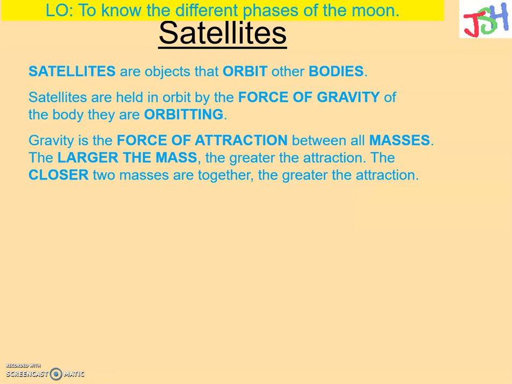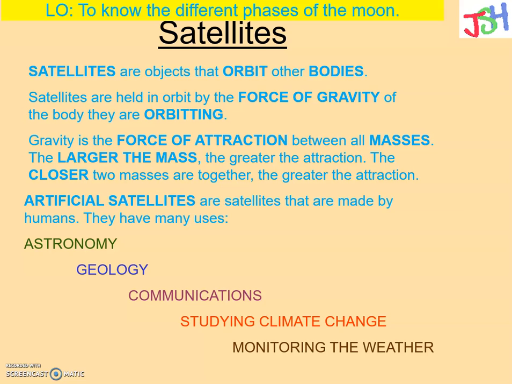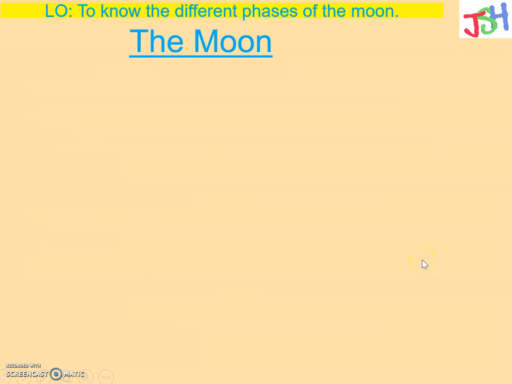The moon is a natural satellite of the Earth. This means that it is in orbit around the Earth and is what causes the tides of our oceans due to its gravitational pull on the Earth. We also have artificial satellites made by humans. They have many uses, and these include astronomy, geology, communication, studying climate change, and monitoring the weather as well.